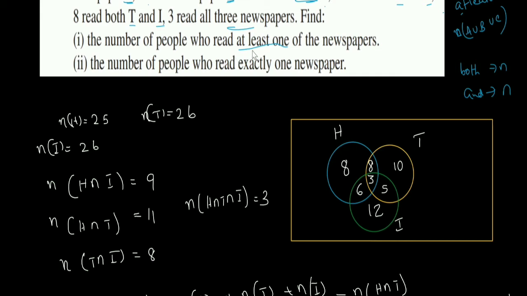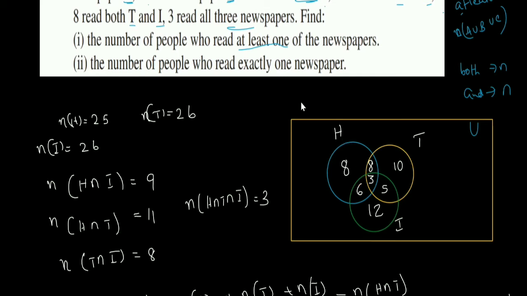Number of people who read at least one means you have to find A union B union C. There are 3 sets here. And the number of people who read exactly 1 also. Let us see first how to represent this in a Venn diagram. As usual, first draw the rectangle, which represents the universal set. Then draw 3 intersecting circles. Name them H, T and I. When you name sets, always use capital letters.